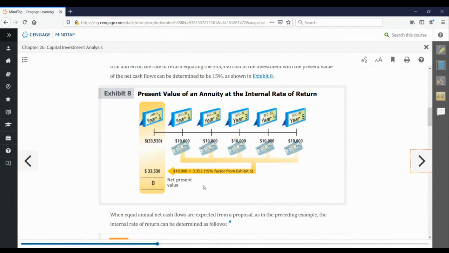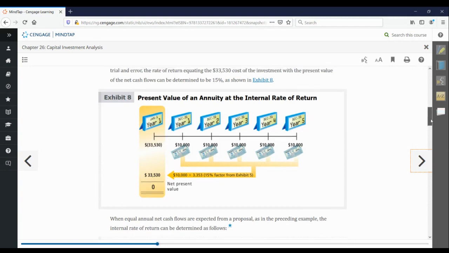The present value of the annuity at the internal rate of return, they were expecting $10,000 each year for 5 years. That $10,000 multiplied by the 15% factor rate or 15% interest rate would give you the actual amount of the cash flows that were invested at $33,530.